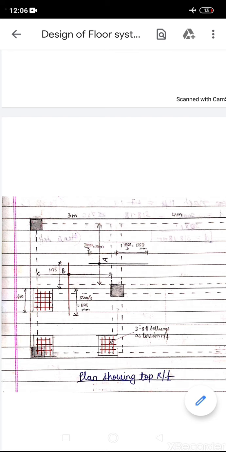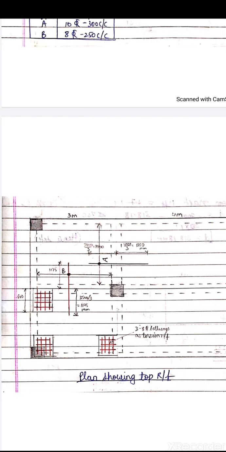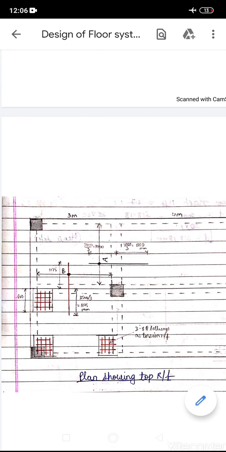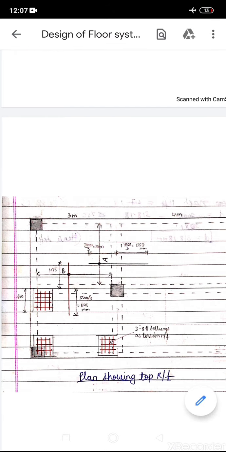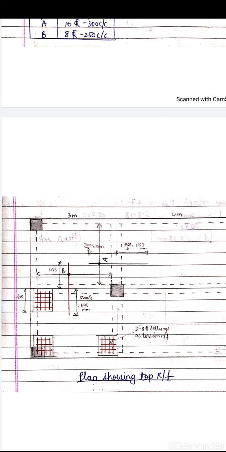So this is your 10 torr at 300, and similarly B again L by 3 at this side, and again L by 3 3.5. So here both the side, this is also 3.5 and this is also 3.5. So 3500 divided by 3 and 3500 divided by 3, that is 1175 mm. So this is your plan showing the top reinforcement.